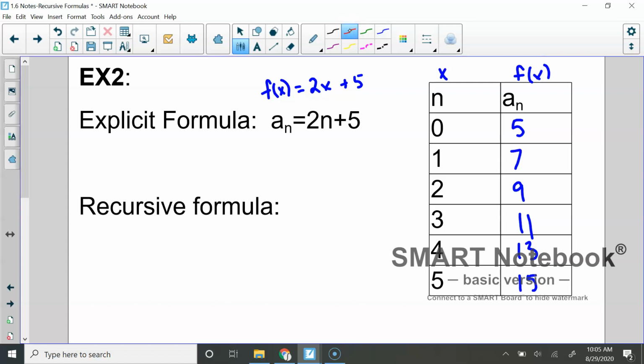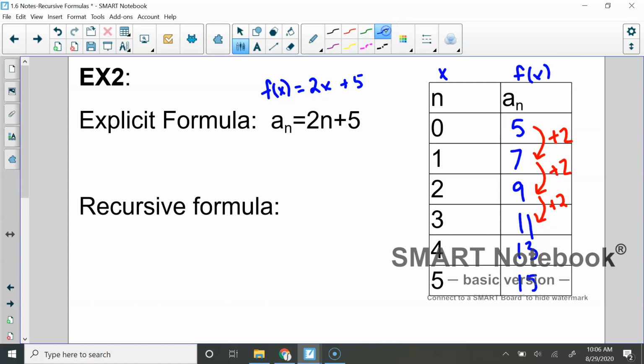Now, when we're looking at recursive formulas, we're looking at what happens from one term to the next. So we're not looking at what number of the term we're dealing with. We're looking from one term to the next. So from 5 to 7, I could add 2. And then from 7 to 9, I could add 2 again, and so on. That's the pattern that we have for this formula.